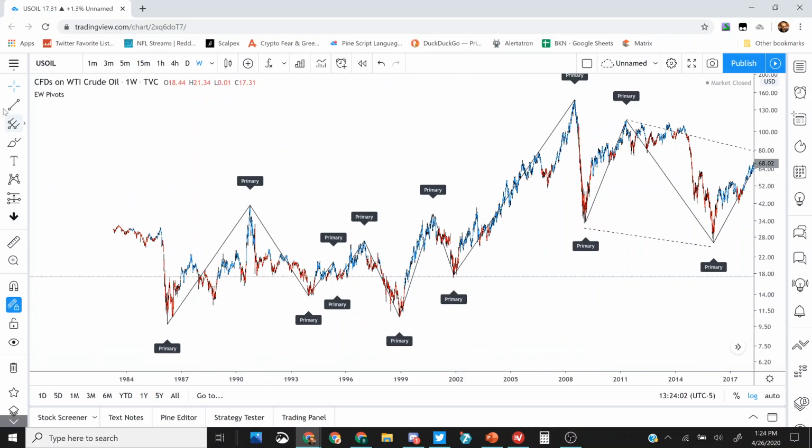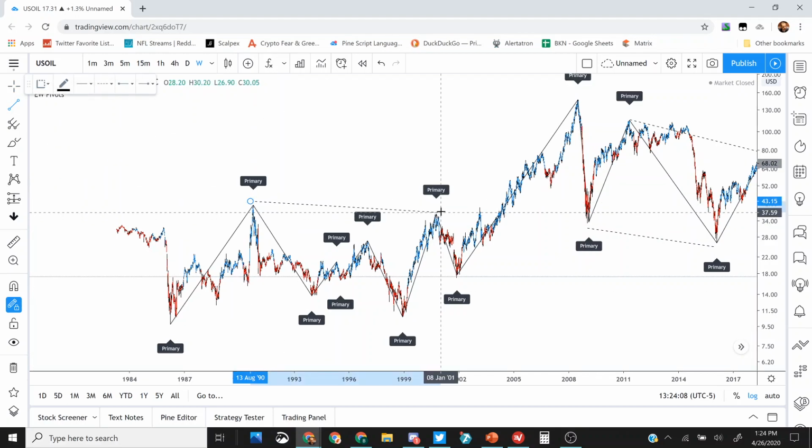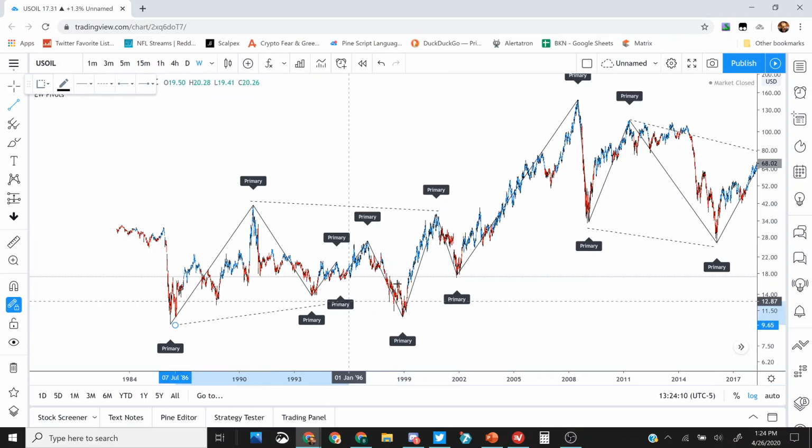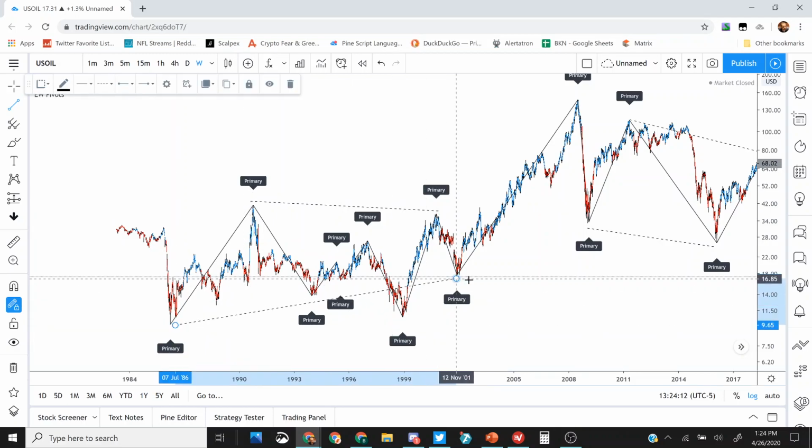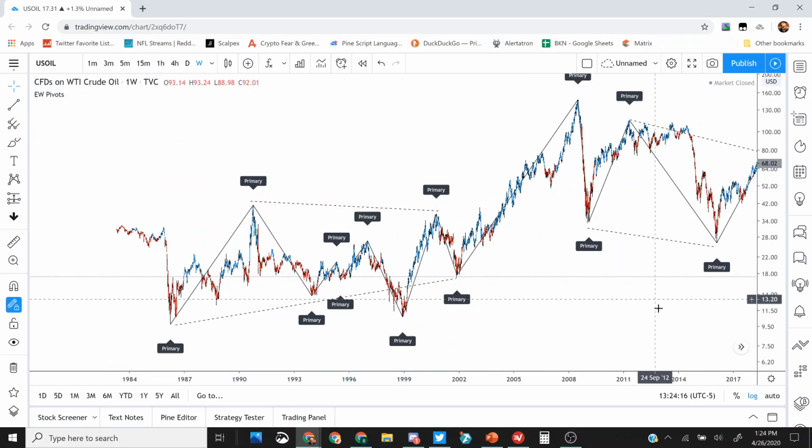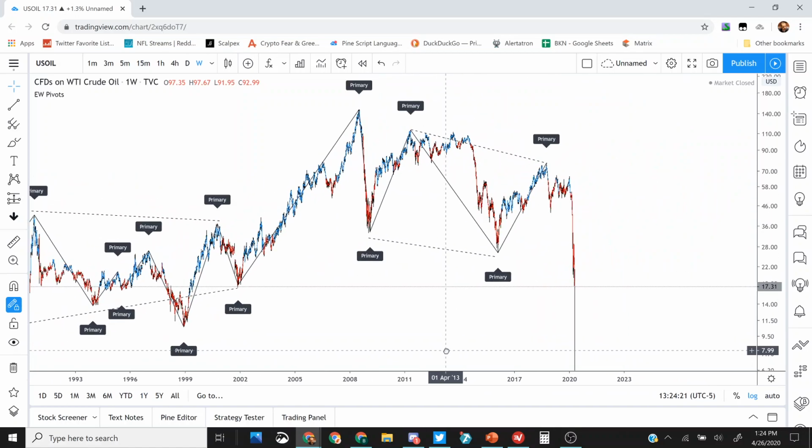So for me, maybe we're missing too much data here. This could be something like this, and then an impulse out of it. But this is a very clear flat right here. A, B, C. And then a dump out of it.